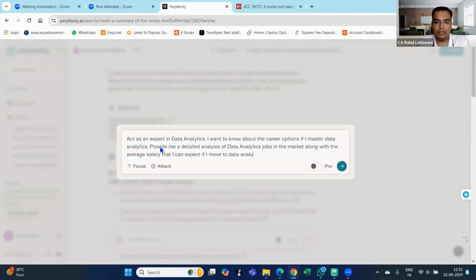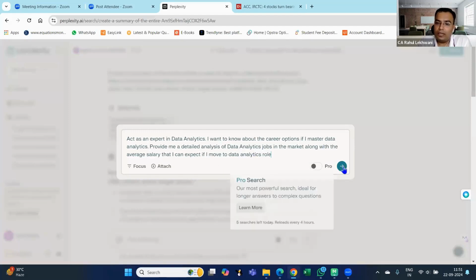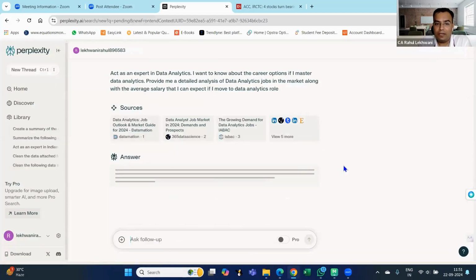The best part about these prompts is that if you are very, very clear, it can give you relevant data. If you are very clear about it, it can give you the most relevant data that is available.